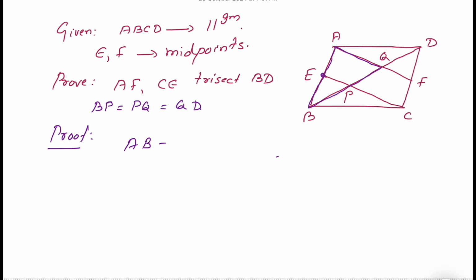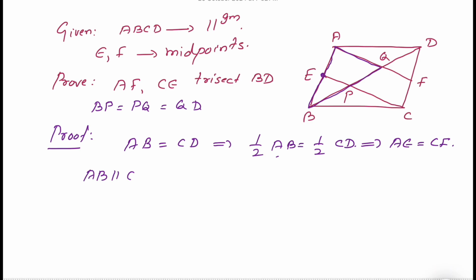AB is equal to CD. Now, because opposite sides are equal, ABCD is a parallelogram. Half of AB equal to half of CD. We will write the reason also later. Let us finish these steps. So half of AB I can write it as AE equal to CF. Then we know AB is parallel to CD. So we can say AE is parallel to FC. So this is 1 and this is 2.